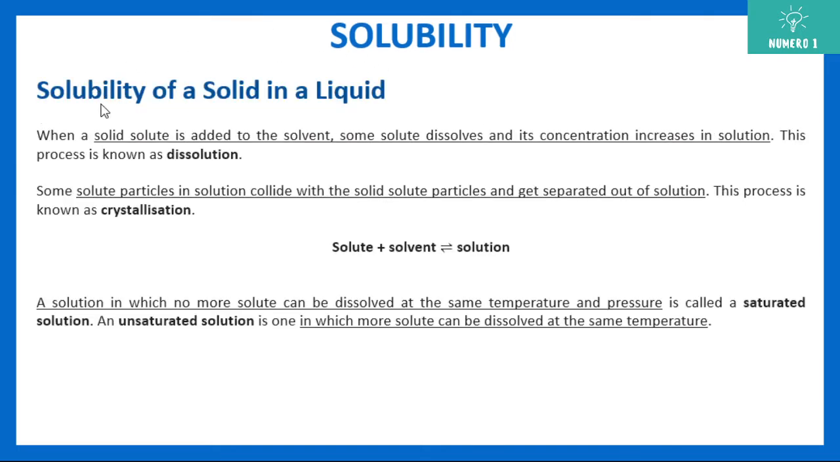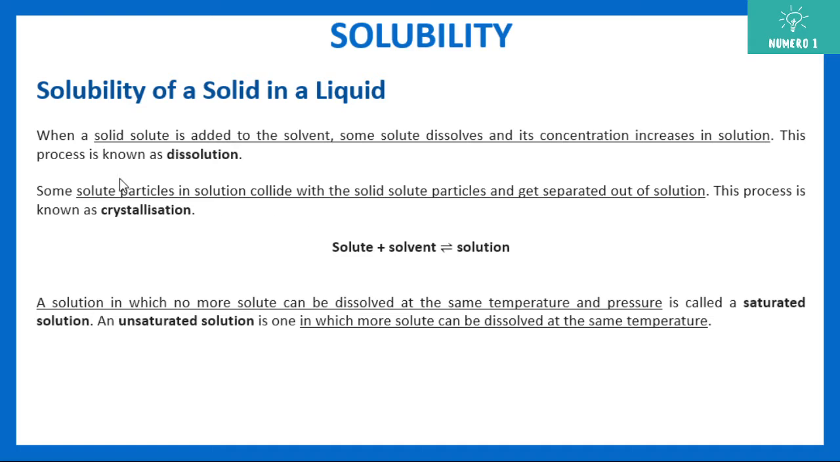Going ahead, solubility of a solid in a liquid. So here we are talking about solubility of solids in liquid. Now there are two processes which are happening. The first process is dissolution. Dissolution is the process in which a solid solute is added to the solvent and some solute dissolves. When it gets dissolved, it's the dissolution process and the concentration increases in solution. So solute plus solvent gives you solution. This forward reaction is your dissolution.